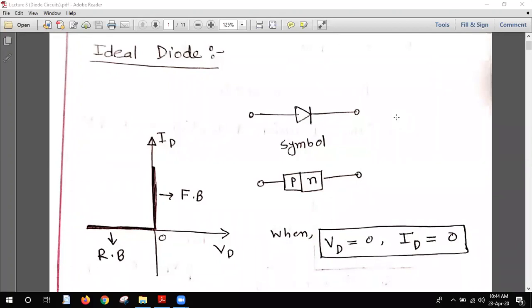So today we will see diode mathematics, the different types of diode mathematics in circuits. No more explanation of how a diode works will be given from today, because we already know that. There are two types: one is the ideal diode, one is the practical diode. The practical diode is built with silicon, but today we'll discuss the ideal diode.